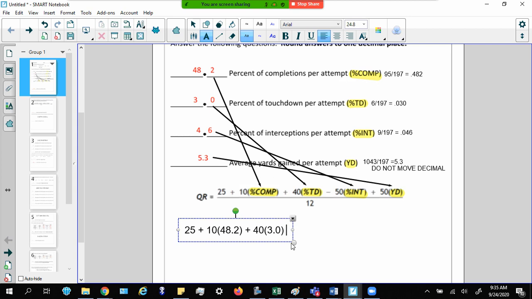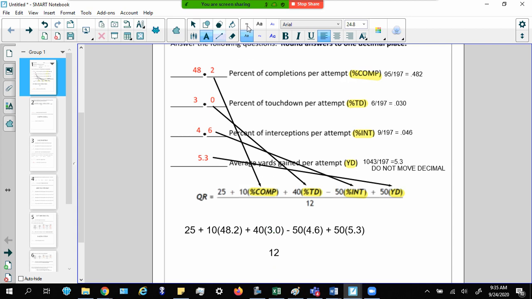Oops, sorry, that's a minus 50, 4.6. There it is. Okay, I was going crazy there. Plus 50, parenthesis, 5.3. And then once I do all that, I am going to divide by 12. Remember that 12 is just there.